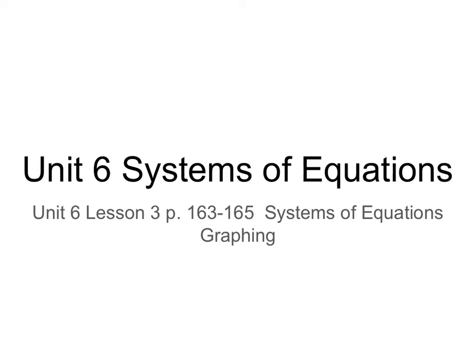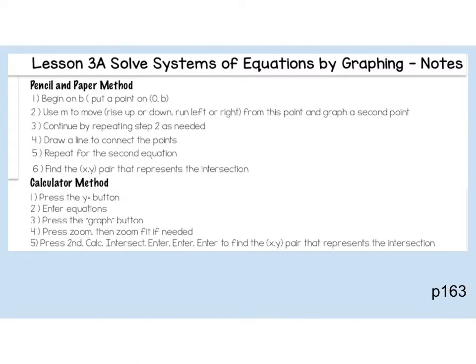All right, and we are finally into solving systems of equations, where we're going to be graphing more than one system and finding their shared solution by graphing this time. There's two ways to do this. We have the pencil and paper method, where you start at the y-intercept and then you move with your slope, rising and running, and then graphing the second point.